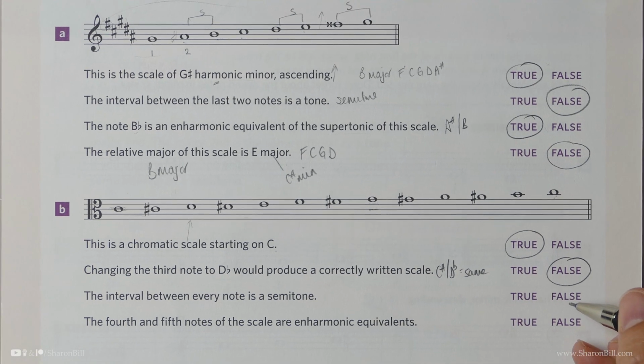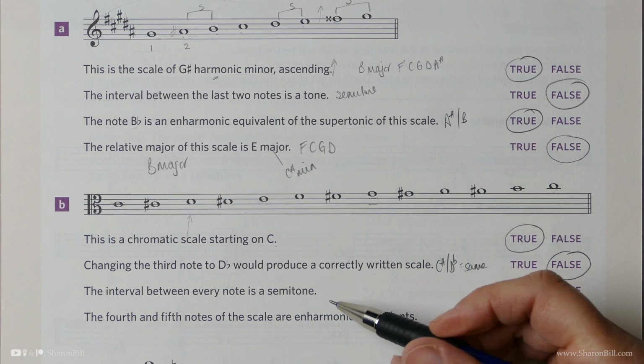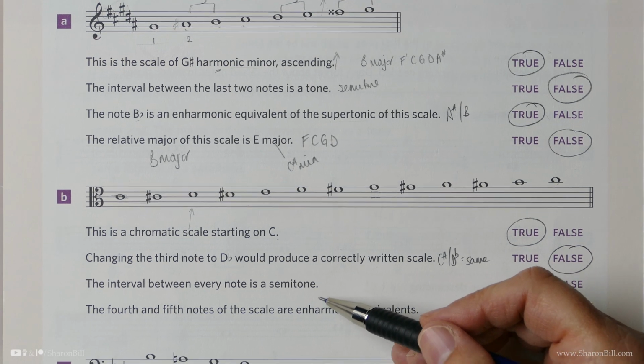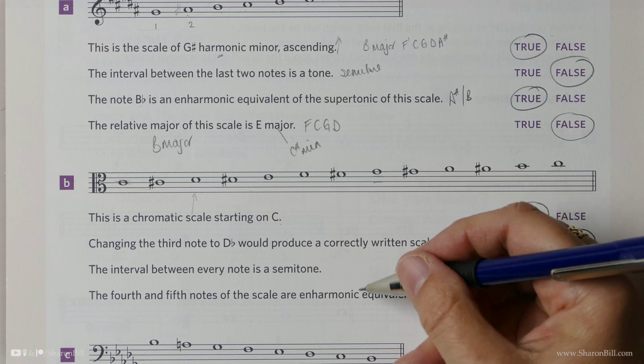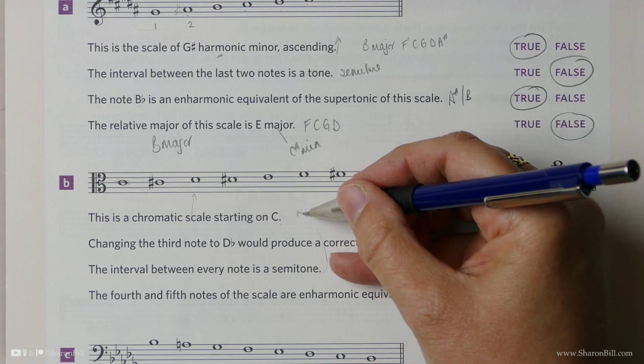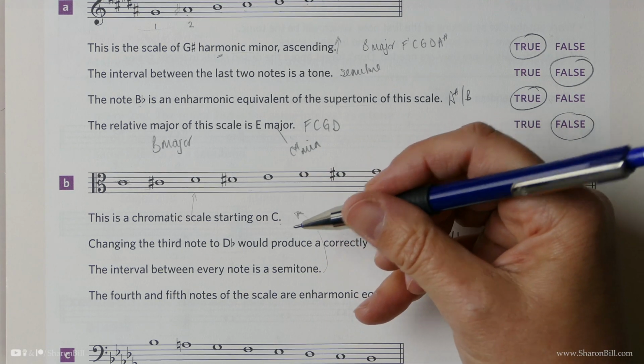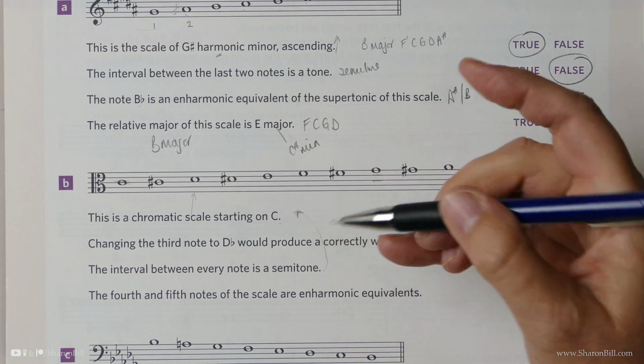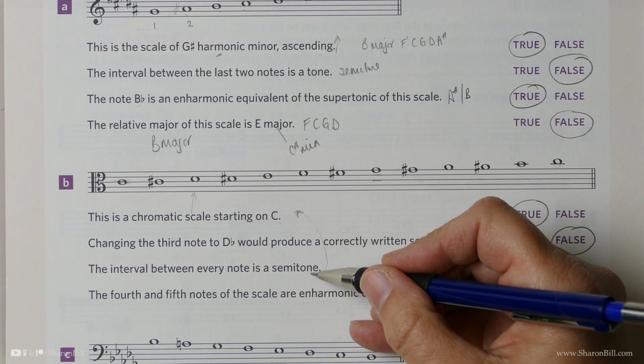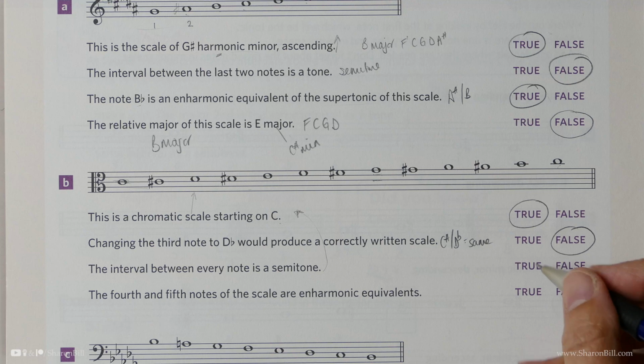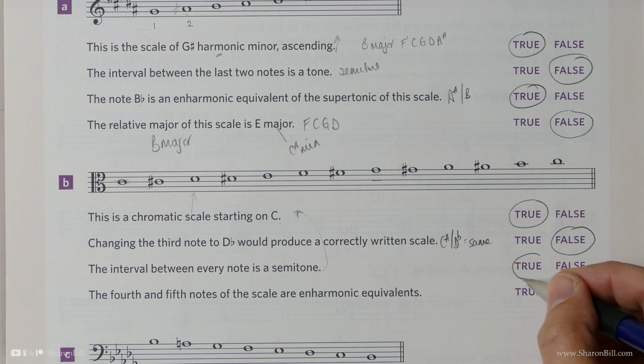Is it true or false that the interval between every note is a semitone? Well, it is, because we've already proven that it's a chromatic scale starting on C, and we've already checked it through, and so every note must be a semitone, otherwise it wouldn't be a chromatic scale, so that's true.